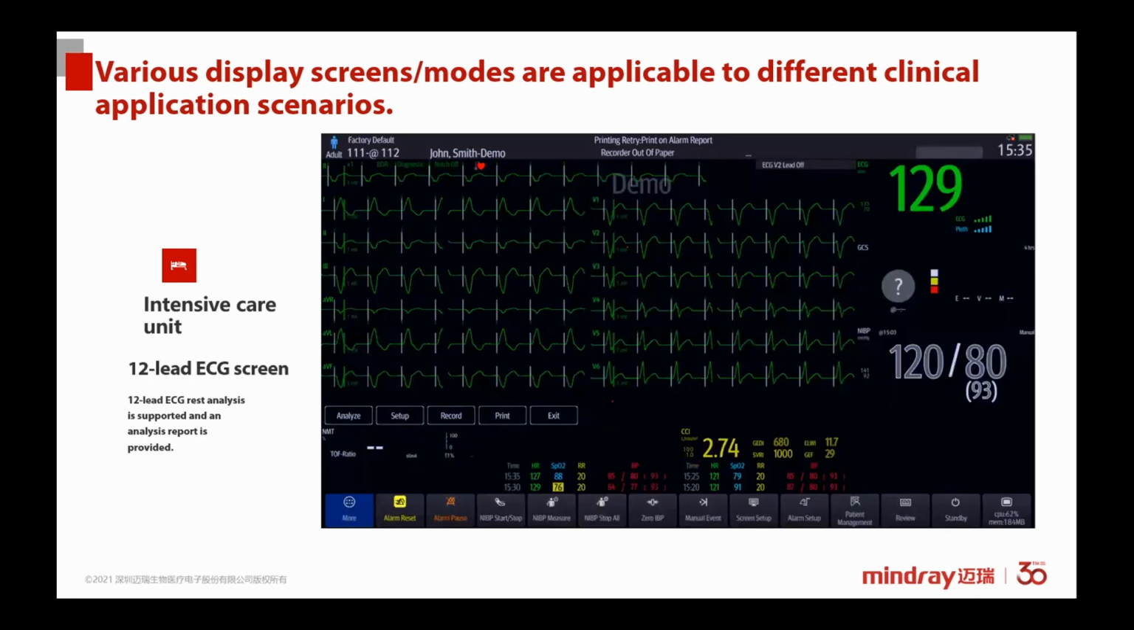When the 12-lead ECG is configured on the patient monitor, our N-series can provide the function of the resting 12-lead ECG and supports the printing of the analysis reports, which avoids changing the electrocardiographic monitoring equipment for diagnosis and analysis by the department, and we can provide the convenience for the department.